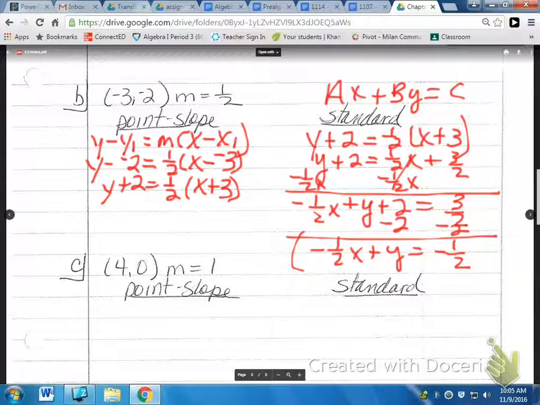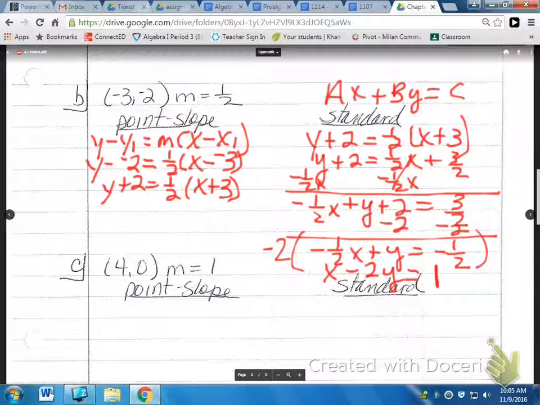Let's multiply by a -2. Let's save myself a step here. So -2 times -1/2 x is going to be x. -2 times y, -2y. And -2 times -1/2 would be +1. So x minus 2y equals 1.